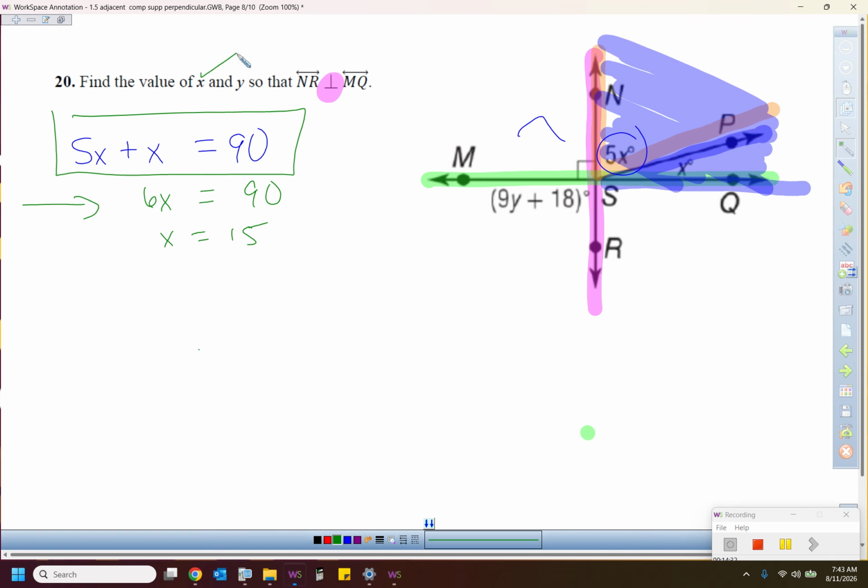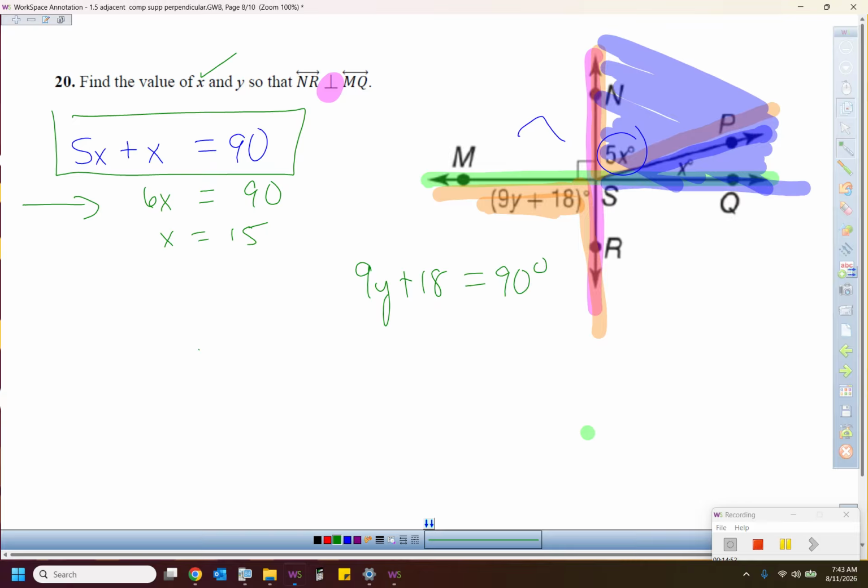So we have solved for x, and now to solve for y. It's kind of weird on that one. It usually stumps a lot of people, but this entire angle right here is the only one with a y with it. Well, if these guys are supposed to be perpendicular to each other, then that guy right there by itself, that 9y plus 18, is this entire angle. Well, he's got to be 90 degrees.